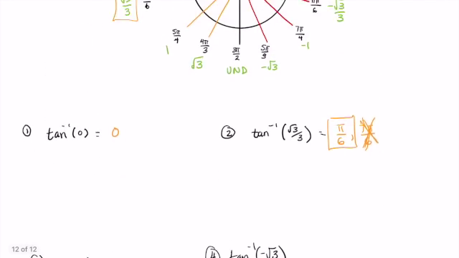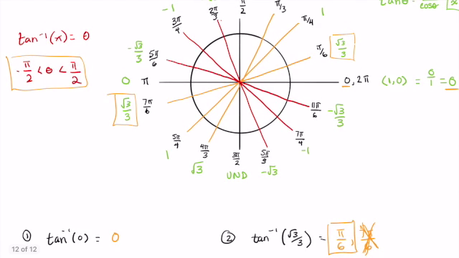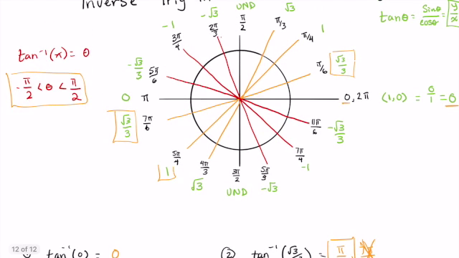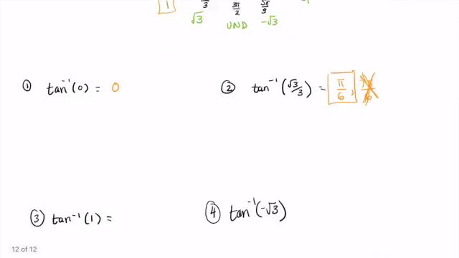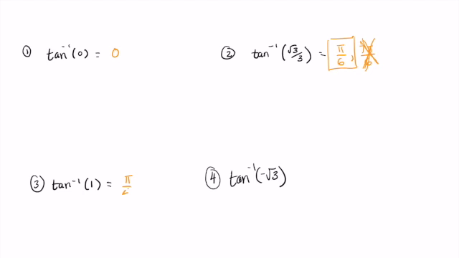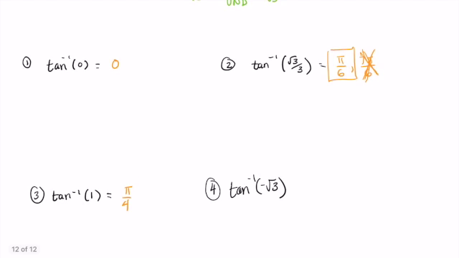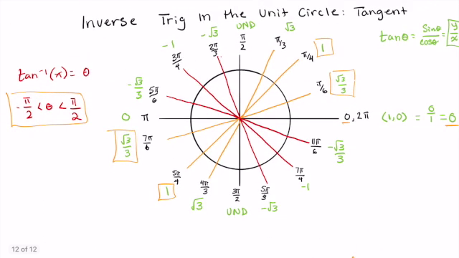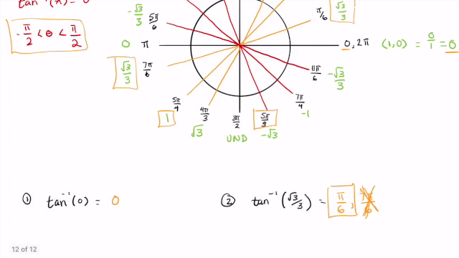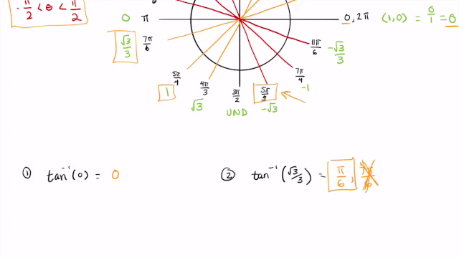Inverse tangent of 1. Well, again, there's two different locations that are going to give me a positive 1. But which one of those falls within my bounds? Well, that's going to be pi over 4. And finally, the inverse tangent of negative root 3. Negative root 3 we see occurs right here at 2 pi over 3. And we see that it occurs right here at 5 pi over 3. Now, we've got to be very, very careful because 5 pi over 3 is not in that bound.